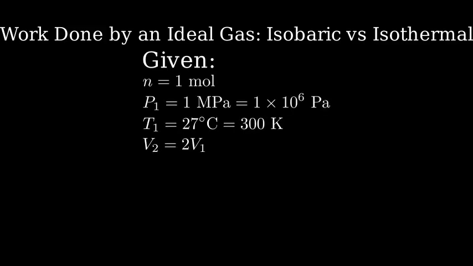We will compute the work done in 2 cases: isobaric, meaning constant pressure, and isothermal, meaning constant temperature. Let's write down the given data and unit conversions.